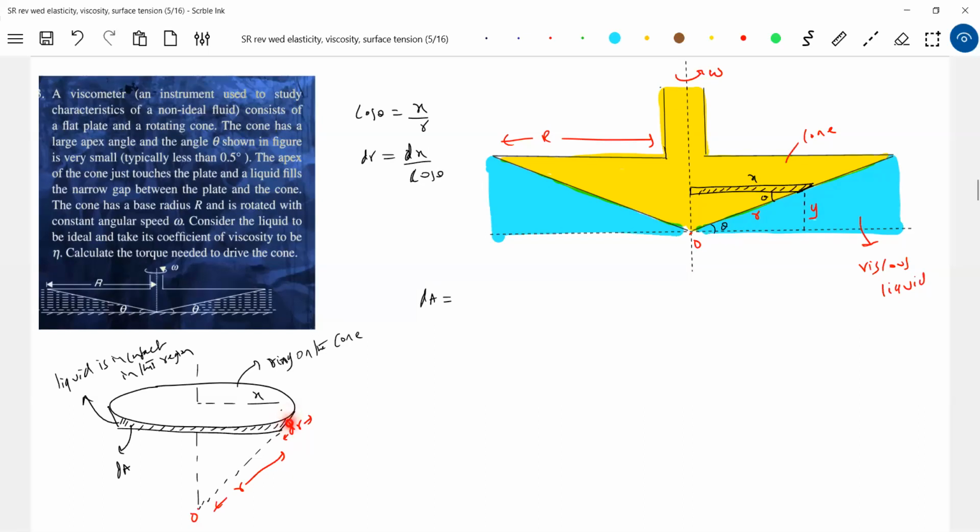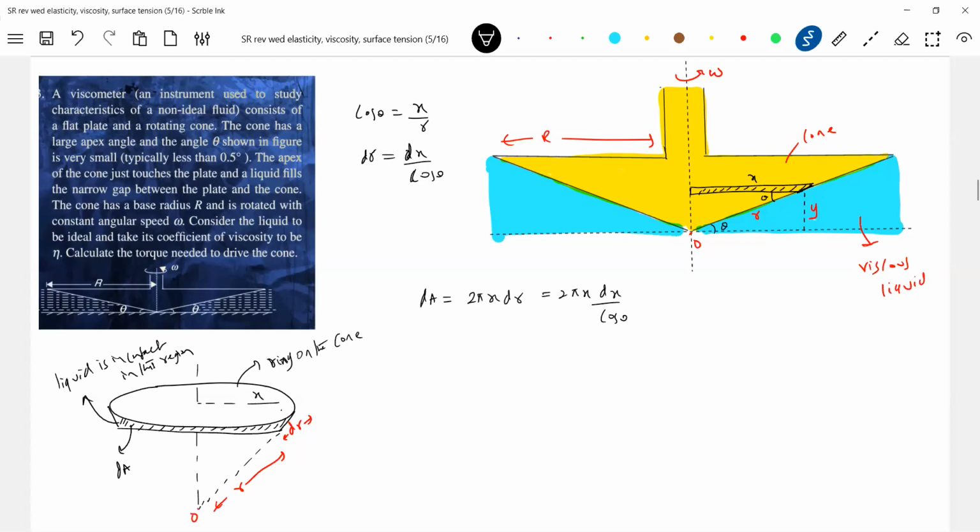If it were vertical, I would have written that one. Since it's an inclined one, therefore dA will be 2 pi x into dr. The dr is what I'm going to replace from this equation. In exams, I think you should really understand the diagram. That's what I feel. Okay, dA, we got it. What is the velocity at that particular point? It should be equal to x omega.